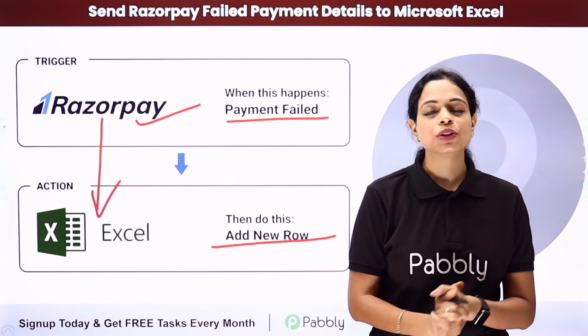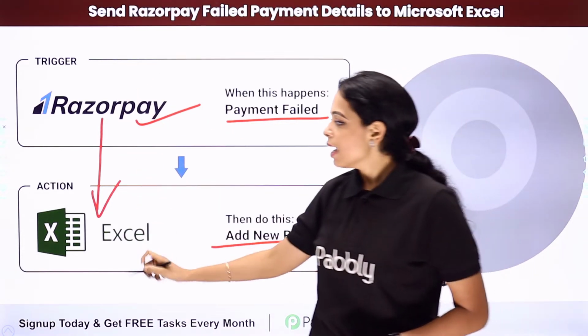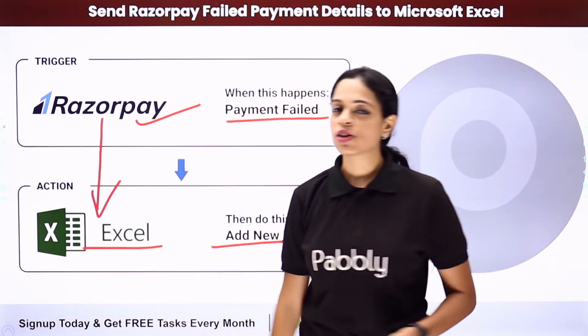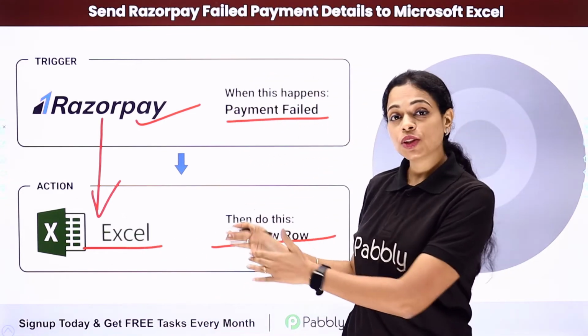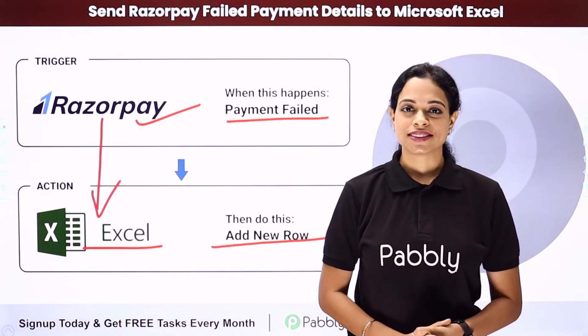Here you have to integrate these two applications so that this entire process can get automated. The same thing can be done using Pabbly Connect software. Here your trigger application would be Razorpay and your action application would be Microsoft Excel. Now how can you actually do this yourself? For understanding this, let me take you to my screen.